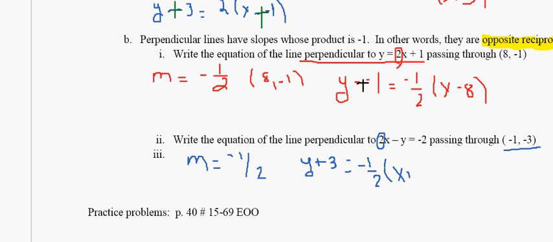And I'm going to use this point, (-1, -3), so I can simply jump some steps here: y plus 3 equals -1/2 times x plus 1. Okay, there you have it.